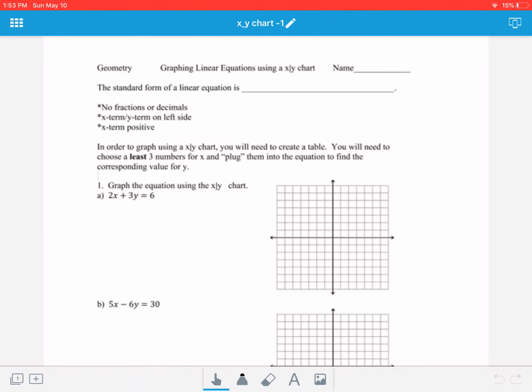Hey guys, we're gonna do a little graphing lines today. Sorry if it's a little blurry, it looks blurry to me, but I'm sure you'll be just fine. But yeah, this should be a review from Algebra 1.